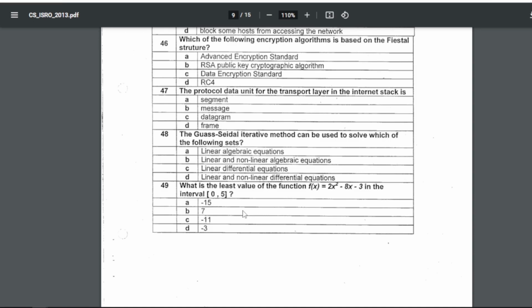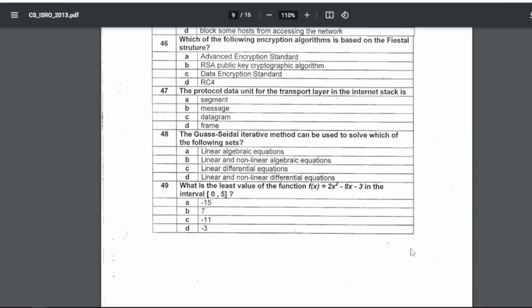Next question is 48, that is the Gauss-Seidel iterative method can be used to solve which of the following sets? So for 48 our answer will be A, that is linear algebraic equations. The Gauss-Seidel method is an iterative method that is used to solve a linear system of equations. It allows the user to control round-off errors. So here our answer will be A, linear algebraic equations.